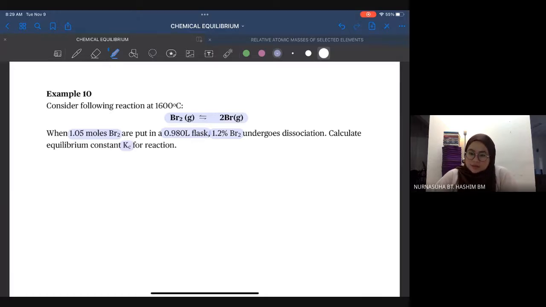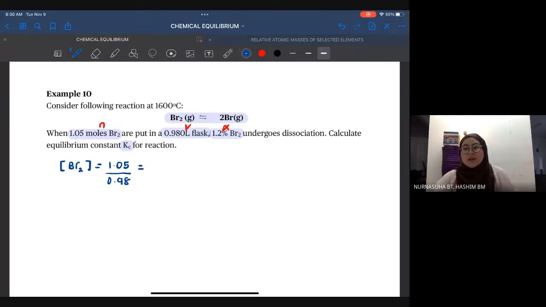Okay, guys, for this case, alpha given to you. The alpha is already given to you. Ini alpha, ini volume, ini mole. Okay, nak cari Kc. Again, kita start dengan finding out the concentration of bromine gas. So, kita ada 1.05 mole divide by 0.98 liter.